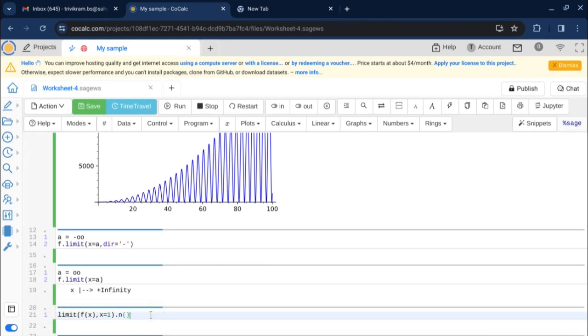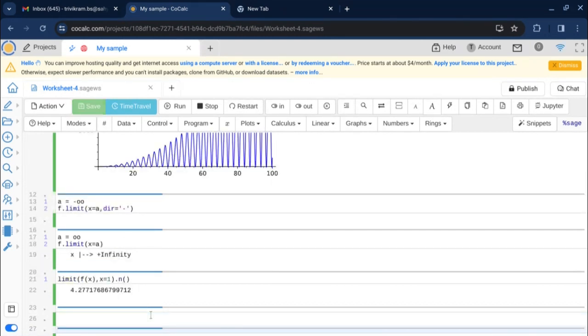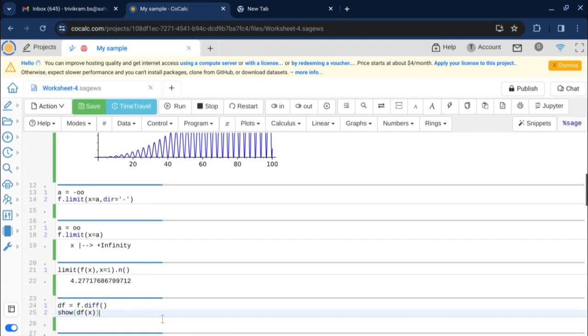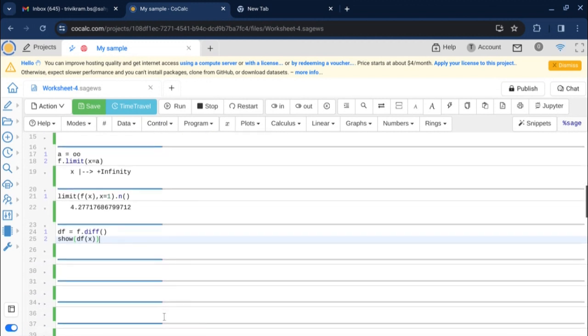Suppose I want to find it in a numerical manner, I'm going to find the limit value at x is equal to 1. So we'll get the limit value of that function at x is equal to 1 as this. Now if I want to differentiate this, this is the command for differentiation: df is equal to f dot diff. If you want to differentiate multiple times, you can mention that in this bracket. Suppose I want to differentiate one time, you can mention it.